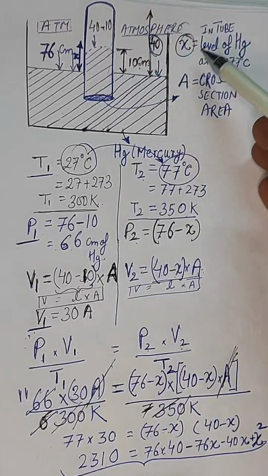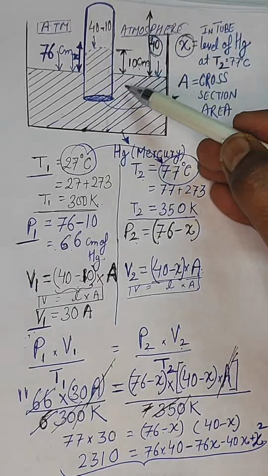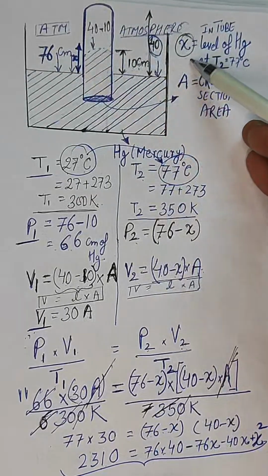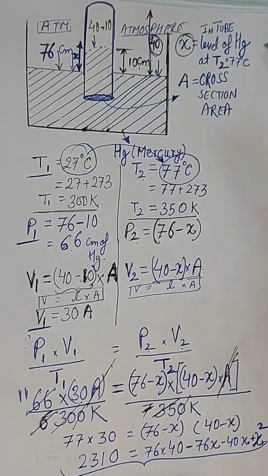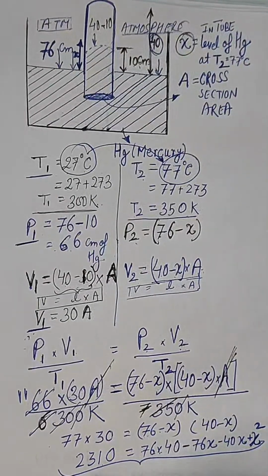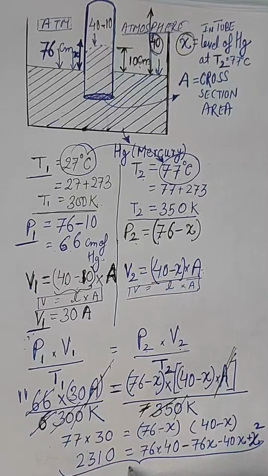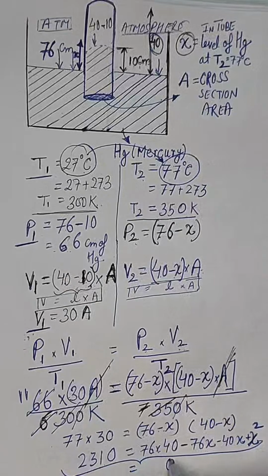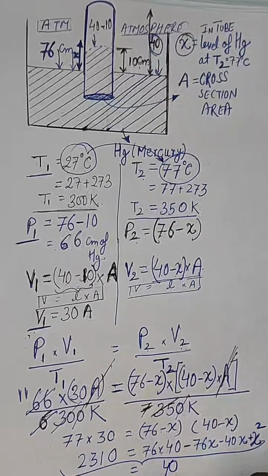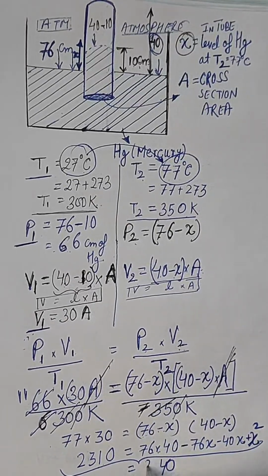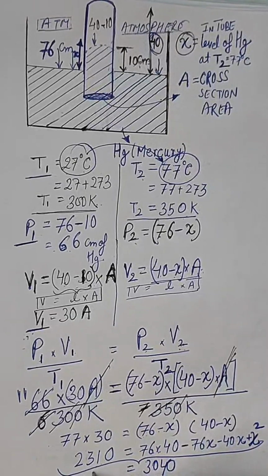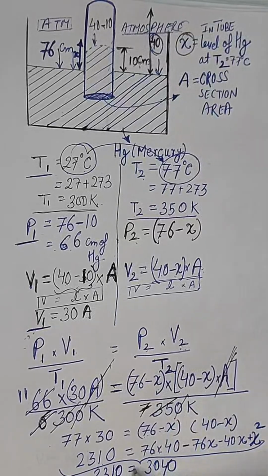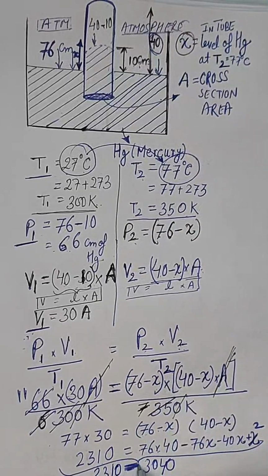That value of x is the level of Hg at T2 above this. This will give you the level of Hg at temperature T2 of 77 degrees centigrade. If you want me, I can do it further. 76 into 40 is 3040, right? And here 2310 is already there. So just bring this 3040 into the LHS.